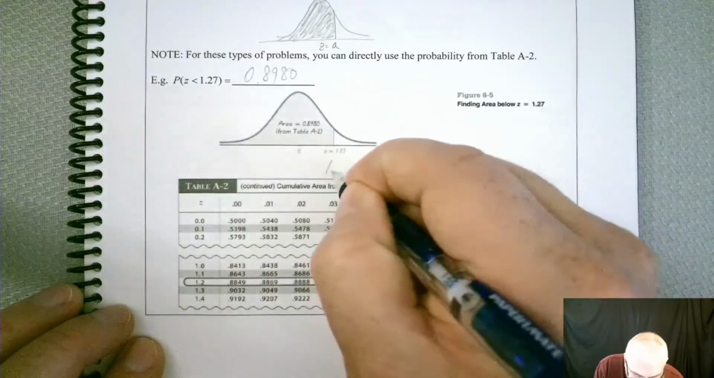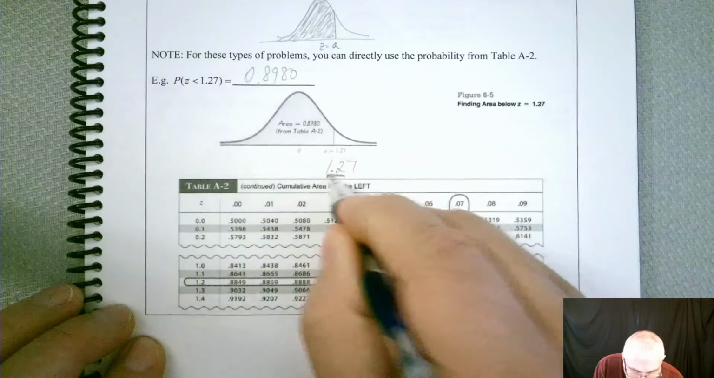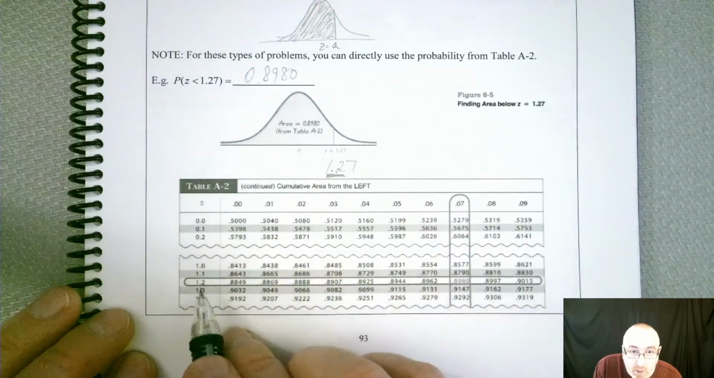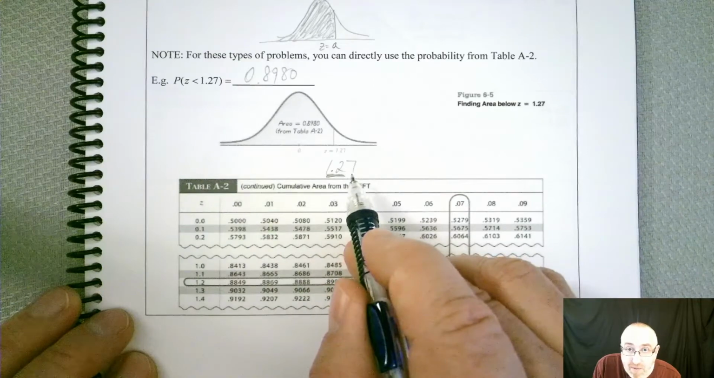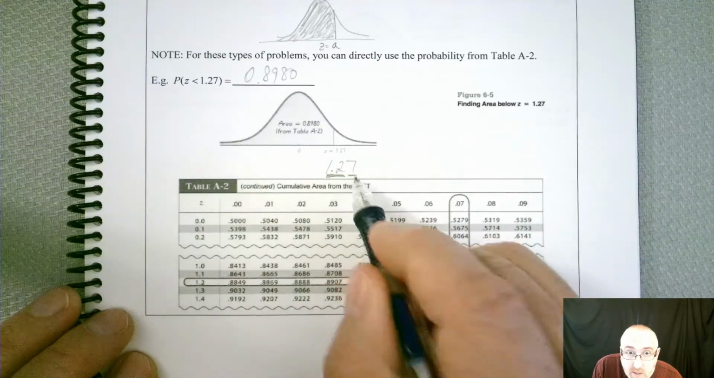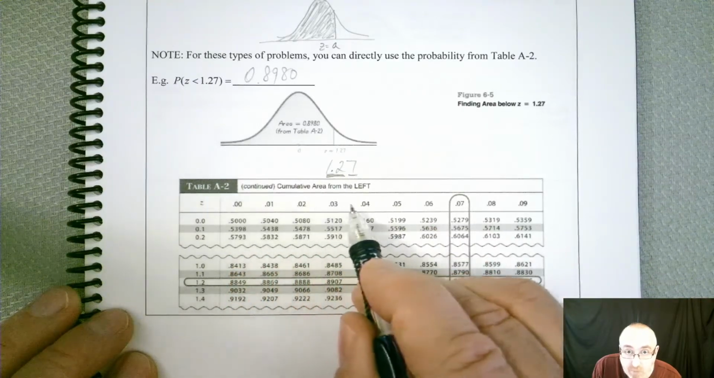Let me write this a little bigger. So the 1.2 part is what's going to be on the left-hand side that we're looking for. So we have to go all the way down to 1.2. So now we know we're in this row somewhere. But the 7 part is the second decimal place. So that's what you're looking for here. So all they do is count the second decimal place.